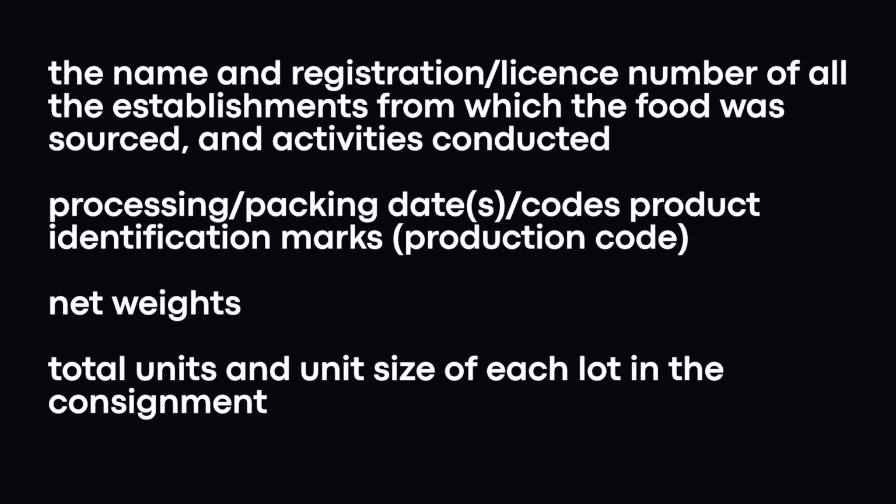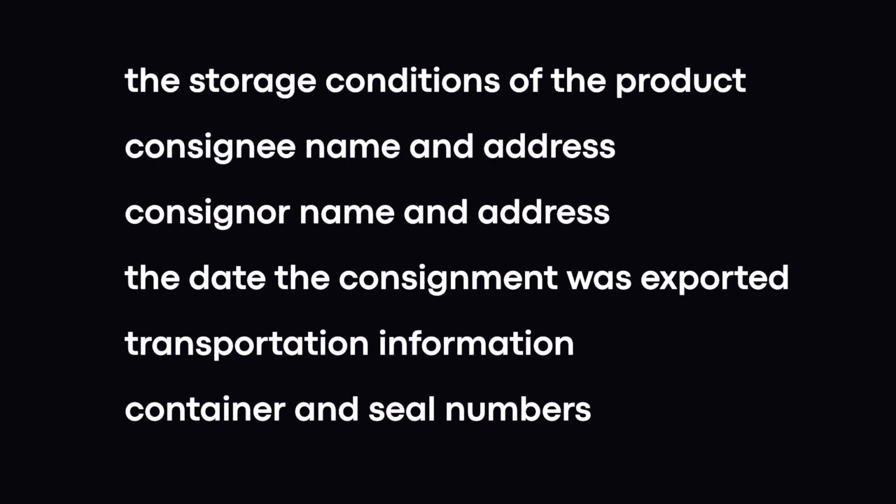net weights, total units and unit size of each lot in the consignment, the storage conditions of the product, consignee name and address, consignor name and address, the date of the consignment that was exported, the transportation information, the container and seal number. So overall, just to summarize, there are two types of requirements.